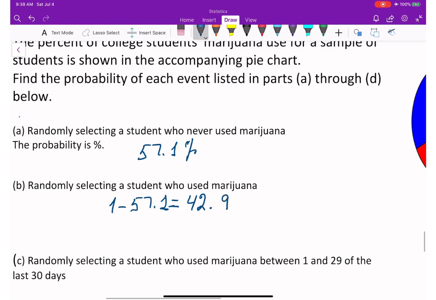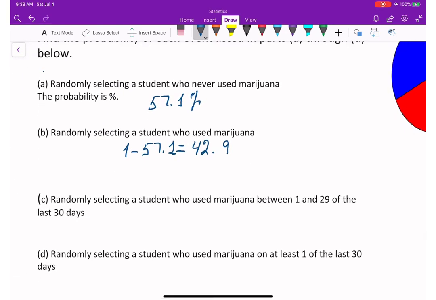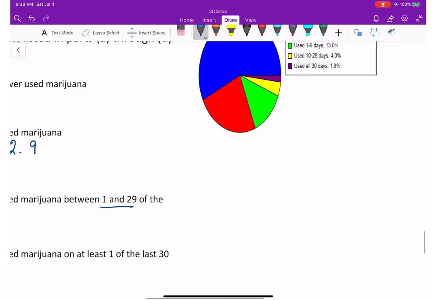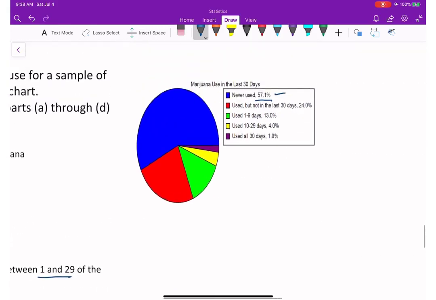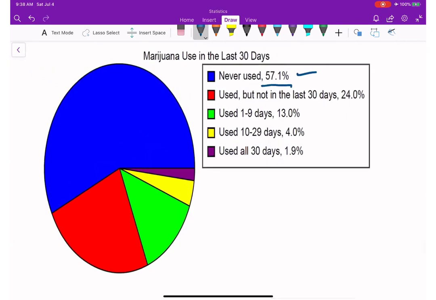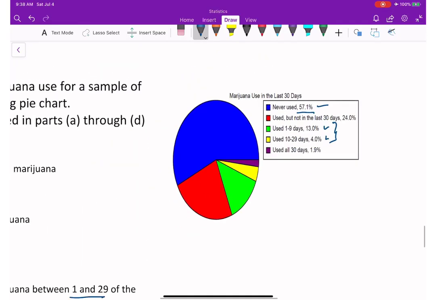Okay. Next one, randomly selected student who used marijuana between 1 and 29 of the last 30 days. 1 through 29, here it is, 1 through 9, 10 through 29. So these two together, which means 13 plus 4%.